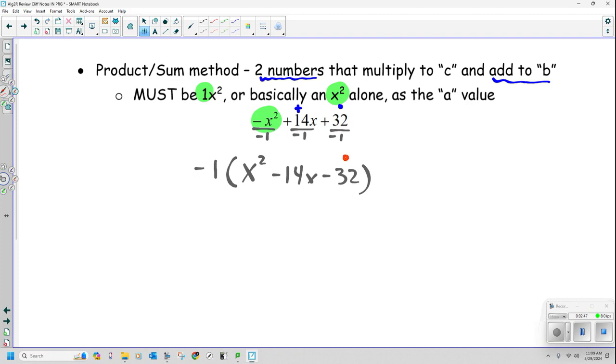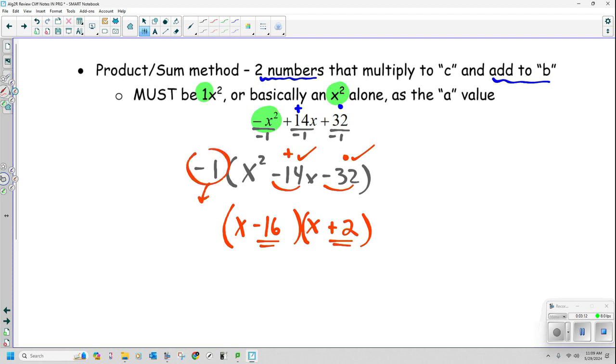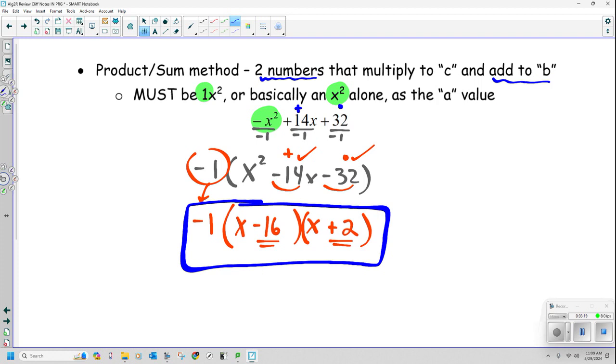Now, two numbers that multiply to be -32 that add to be a positive 14. We're using x's. And I know that is going to be -16 and +2. If I combine them, I get a -14. And if I multiply them, I get a -32. I'm talking about these numbers right here. And don't forget, my GCF should be right out front. And we are done. There you go.